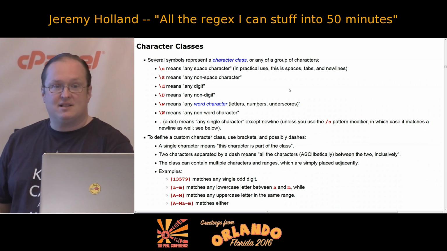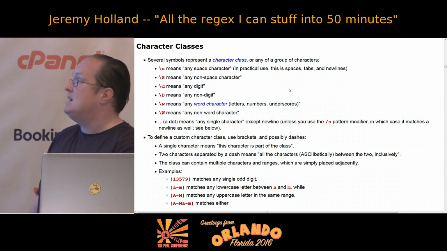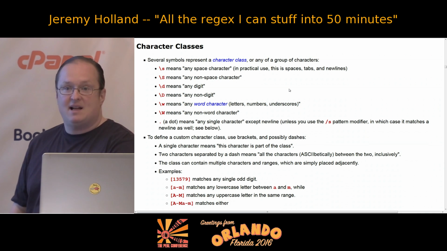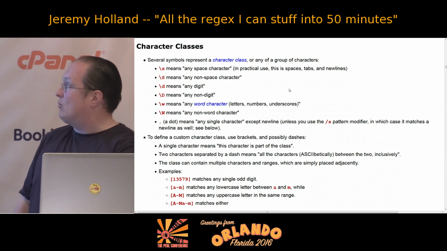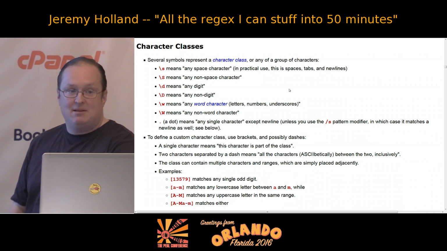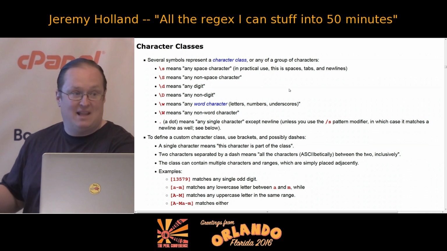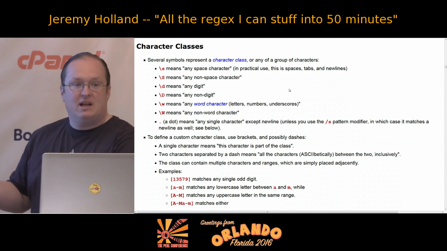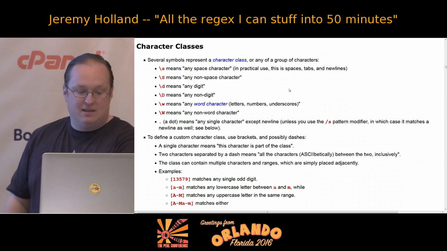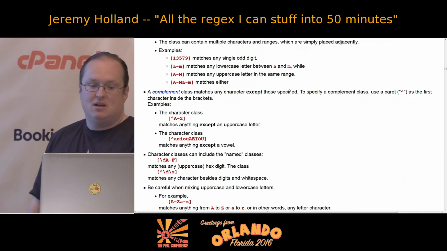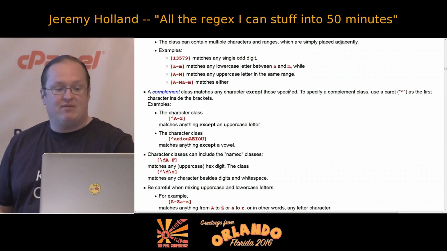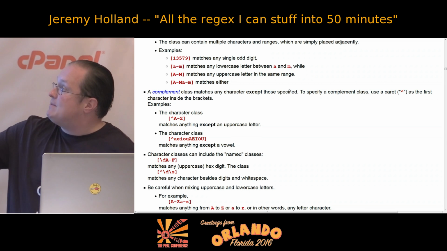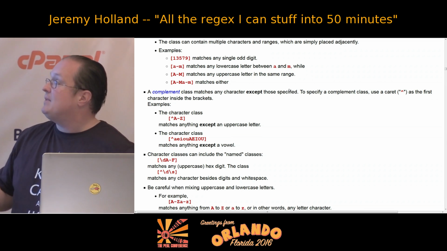You can also define a custom character class using square brackets. If you put a character in it, it means it's part of the class, and you can use a dash to specify a range. Remember that ranges are ASCII-betical, and there may be other stuff hiding in that range if you're not careful. You can just put more than one character or range next to each other in the character class, and Perl will figure out what you mean. So [1357] matches a single odd digit. [a-m] matches a lowercase letter. That's uppercase. And then this matches either lower or uppercase.